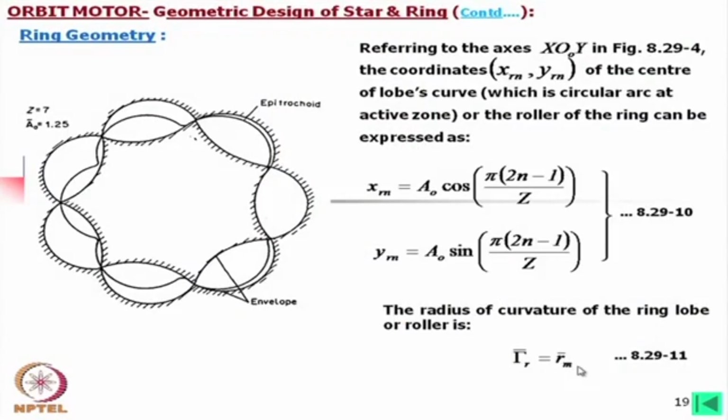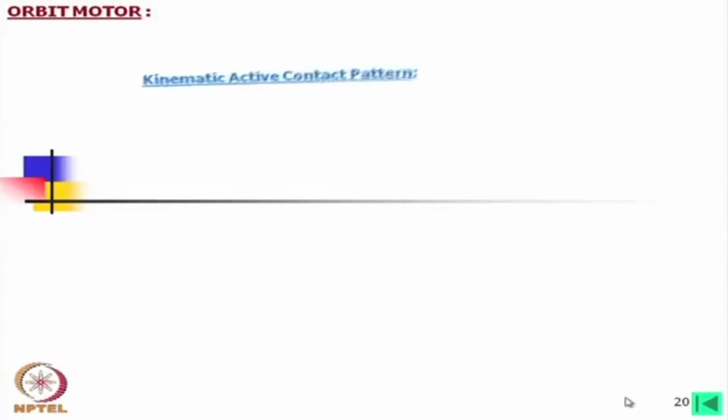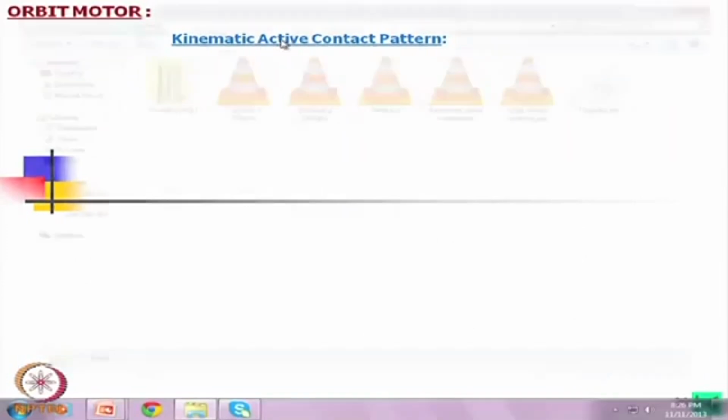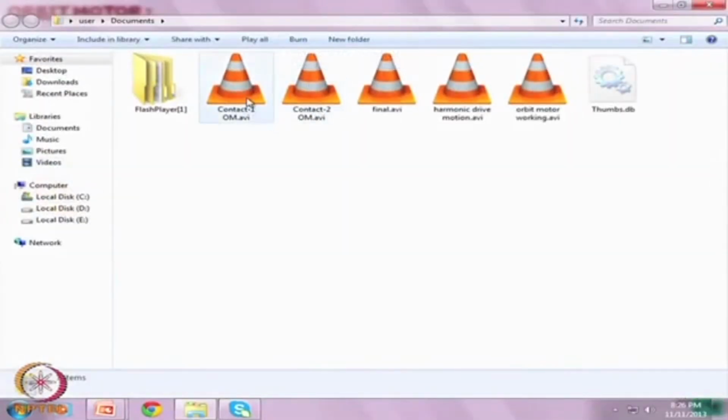So, this is known. If we go for stress analysis, always we should take this at the contact. The radius of curvature of the outer member, that is the ring gear, is R m, whereas the radius of curvature at the contact point is R s, which we have to calculate. Now, the kinematics of active contacts, if we would like to observe this, let us see.